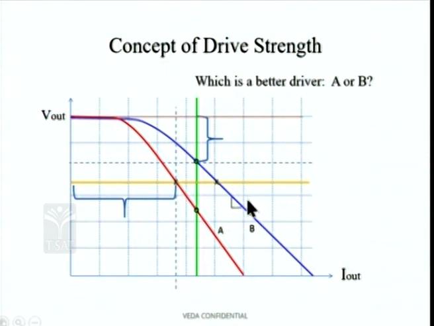Now, in this case, B is a better driver than A, because B has a higher drive strength than A. This is the concept of drive strength. You can typically say that this is the drive strength of this particular device, and this is the drive strength of this particular device. We can see that roughly B has a 50% higher drive strength than A.